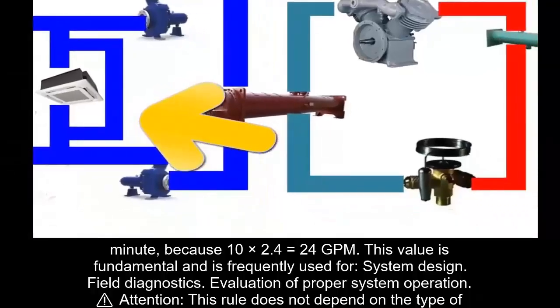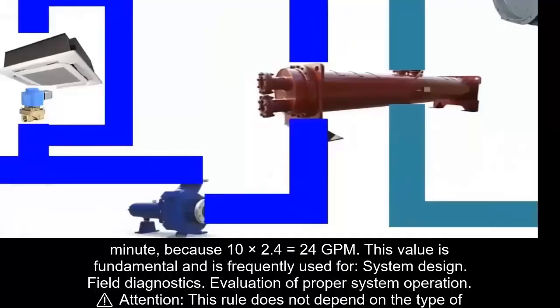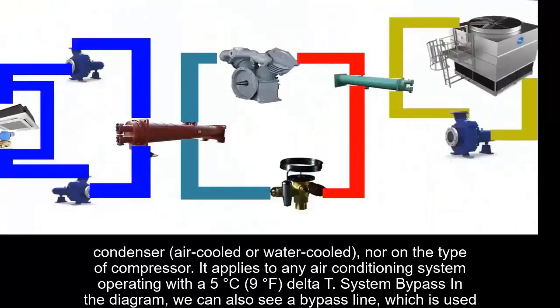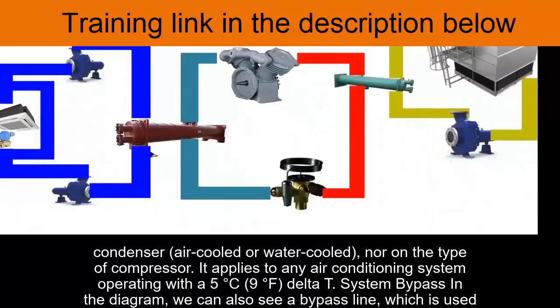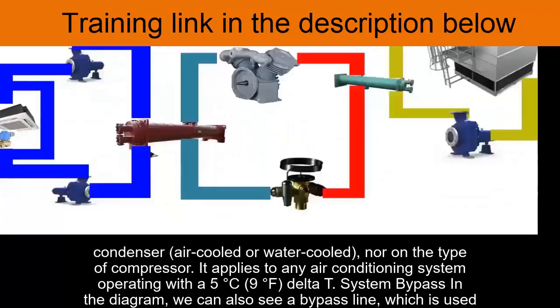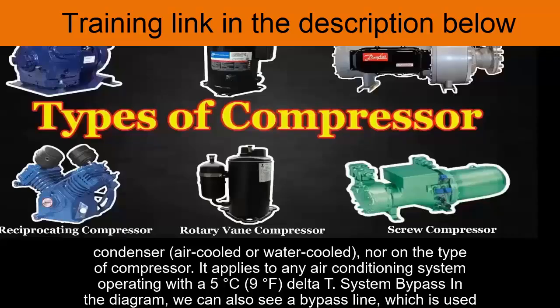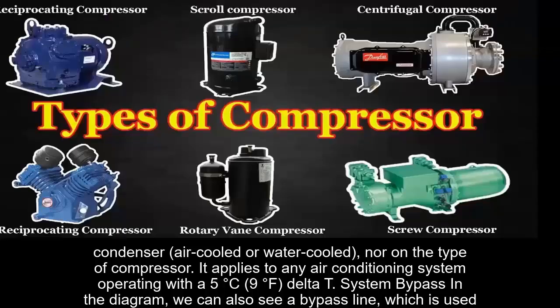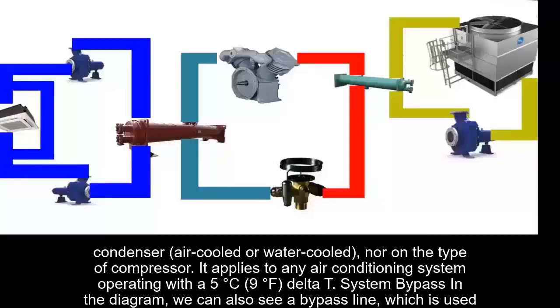This value is fundamental and is frequently used for system design, field diagnostics, and evaluation of proper system operation. Attention! This rule does not depend on the type of condenser, air-cooled or water-cooled, nor on the type of compressor. It applies to any air conditioning system operating with a 5 degrees Celsius or 9 degrees Fahrenheit delta T.